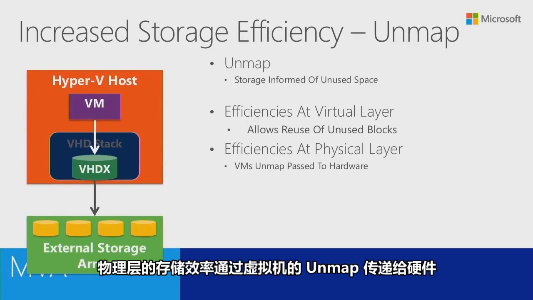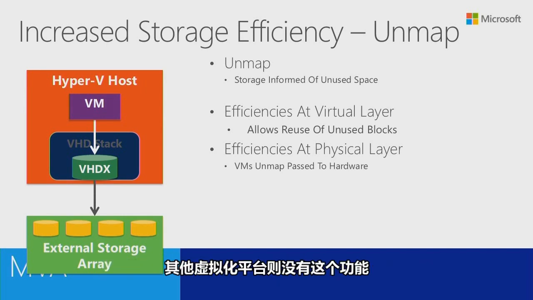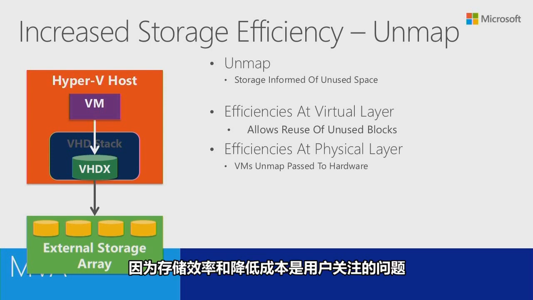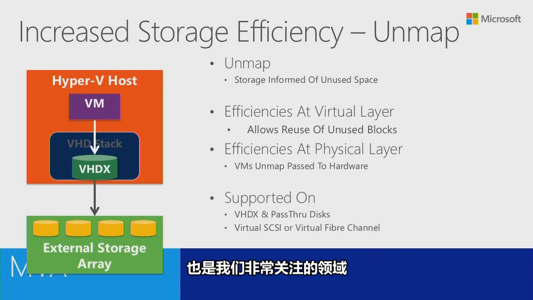So unmap informs storage of the unused space. It allows the reuse of unused blocks, and the efficiency at the physical layer is that the VM's unmap is passed to hardware. No other virtualization platform has this capability. It's something we spent a lot of time working very closely on, because the efficiencies and the way to drive down your cost of storage is something you told us and an area we very much focused on.